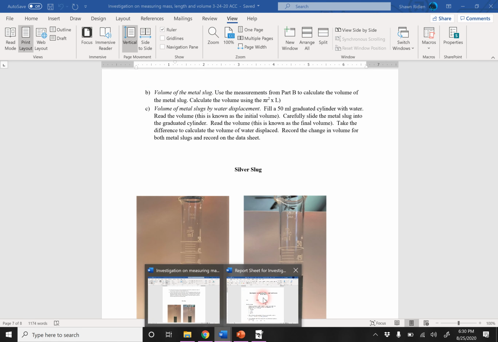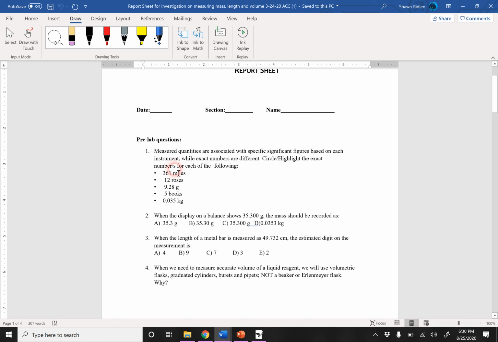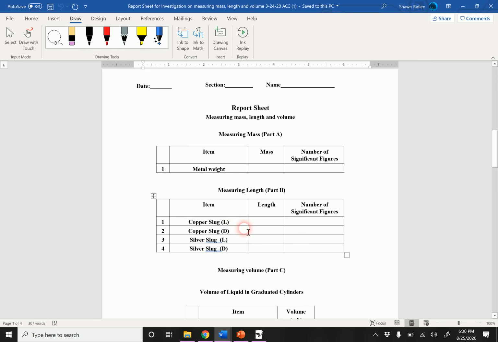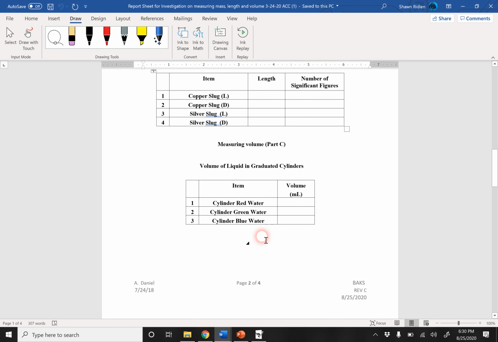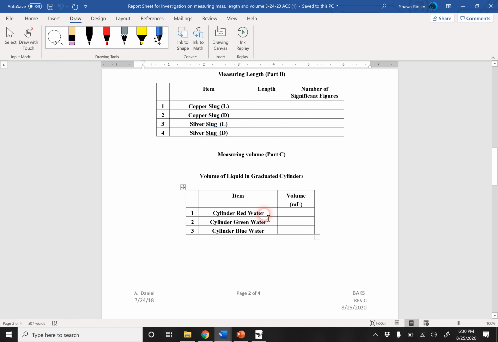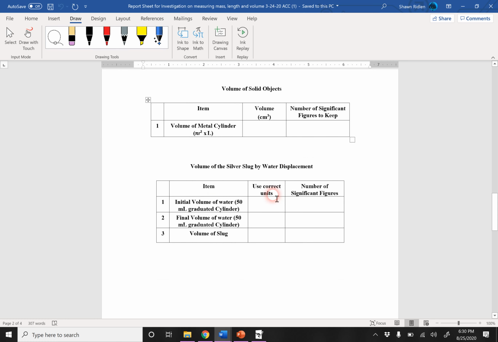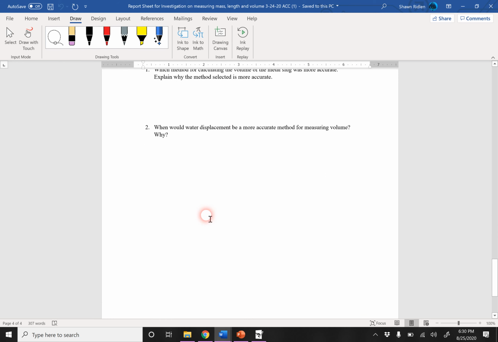Then jumping over to your report sheet, you have some pre-lab questions, so go through and answer these as best you can. Then you have a place to record your data. You have the weight, and then the copper slug and the silver slug, so you can put those measurements in. Green cylinder, blue cylinder, red cylinder. Then you have volume of the solid objects, and a place for you to calculate your density, and then some questions.